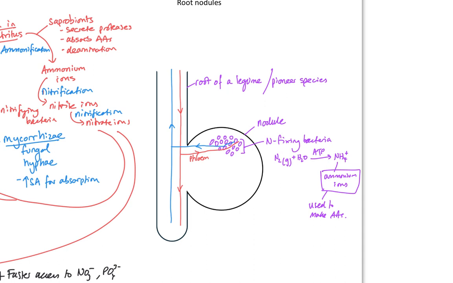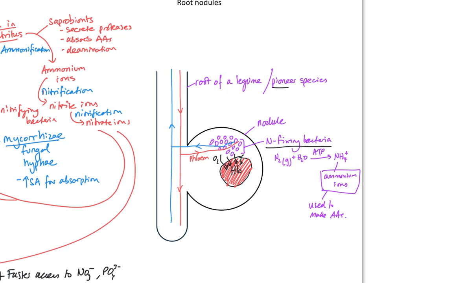Within this root as well, just for a bit of extra knowledge, there's another compartment here, and this is really red. And it's really red because it contains a form of hemoglobin. That's basically to take all the oxygen away from there, so that the nitrogen fixing bacteria, this process only really works in anaerobic conditions. So that's our nitrogen fixation.